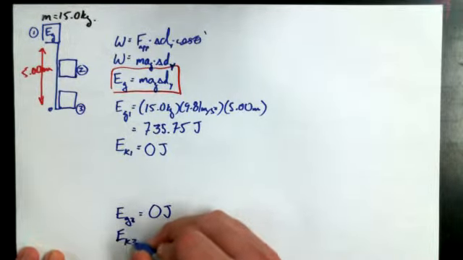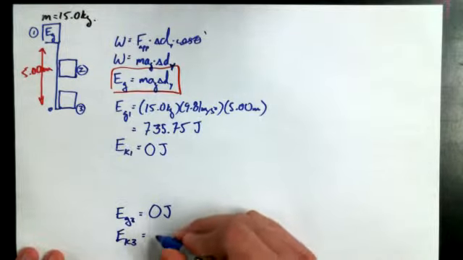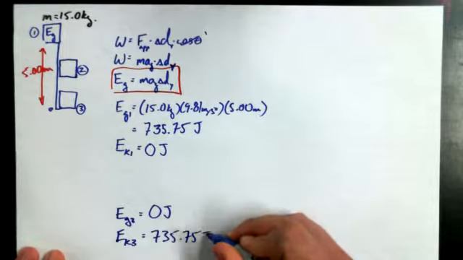EK3, what's EK3 equal to? EG1. Yeah, same as EG1, all got converted into kinetic energy. So 735.75 joules.